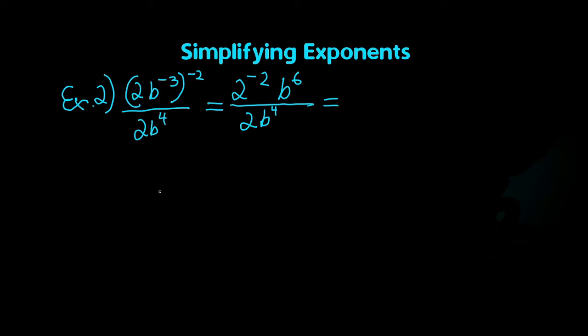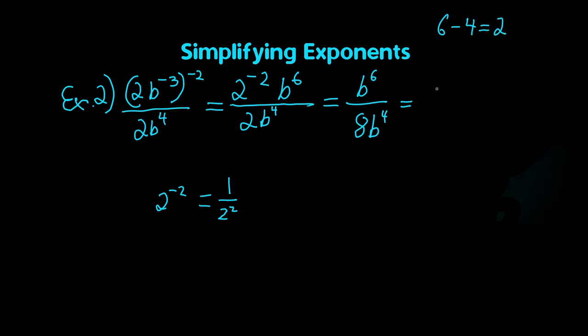The next step is to bring that 2 to the negative 2nd power to the denominator, because 2 to the negative 2nd power is the same thing as saying 1 over 2 to the 2nd power. So 2 times 2 to the 2nd power is 8. So the denominator is now 8 times b to the 4th power. Now we cancel out the exponents. So 6 minus 4 equals 2. So what's left in the numerator is b squared over 8 as the denominator.